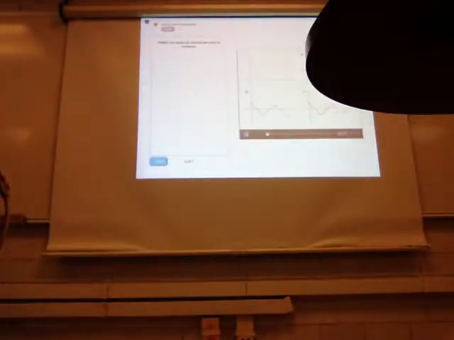Right. The derivative is shown in graph C. Now, if I were to ask you what the derivative of the function is at this pointy corner, what would you say it is?